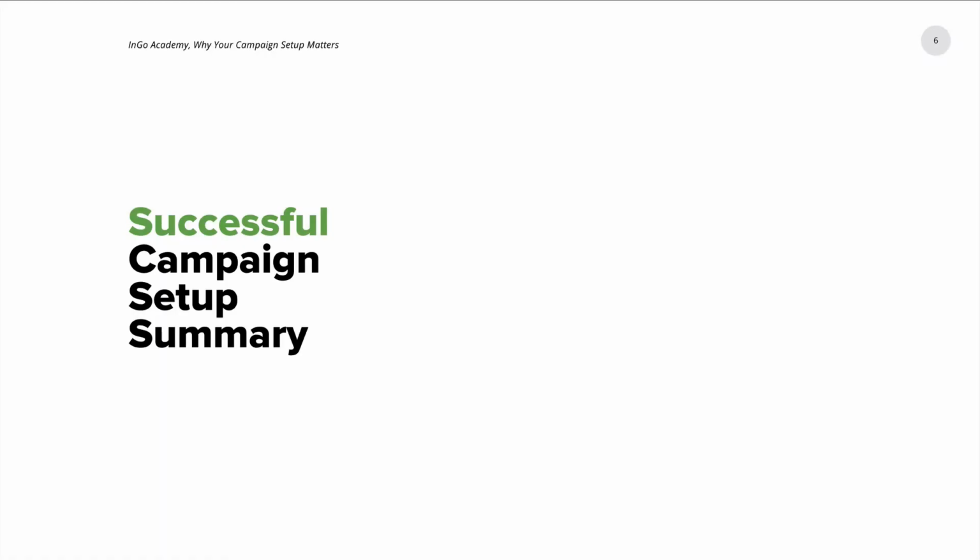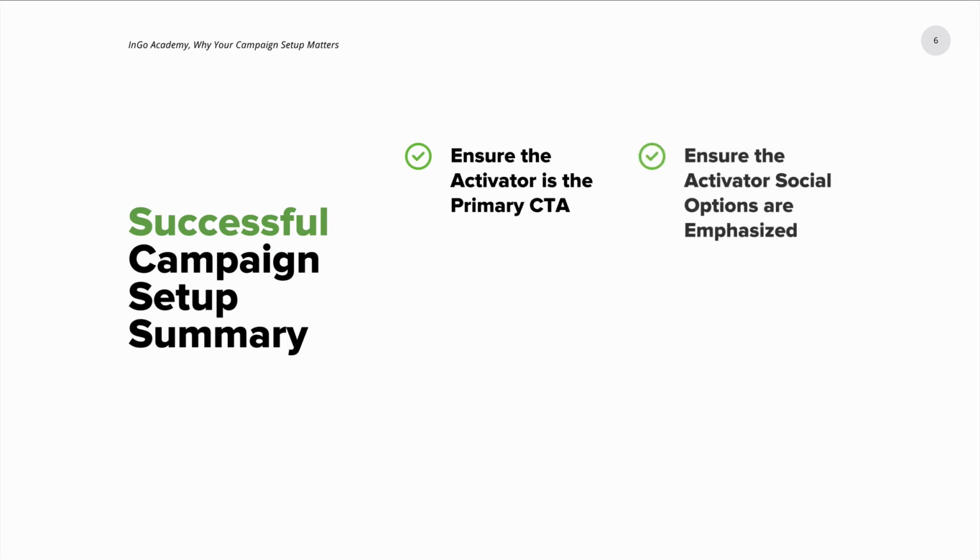In order to ensure the success of your campaign, be sure to follow these critical points. Ensure that the activator widget is the primary call to action on the user journey start page. Ensure that the activator's social options are emphasized as the primary call to action on the widget itself. Also ensure that the non-social options are de-emphasized.